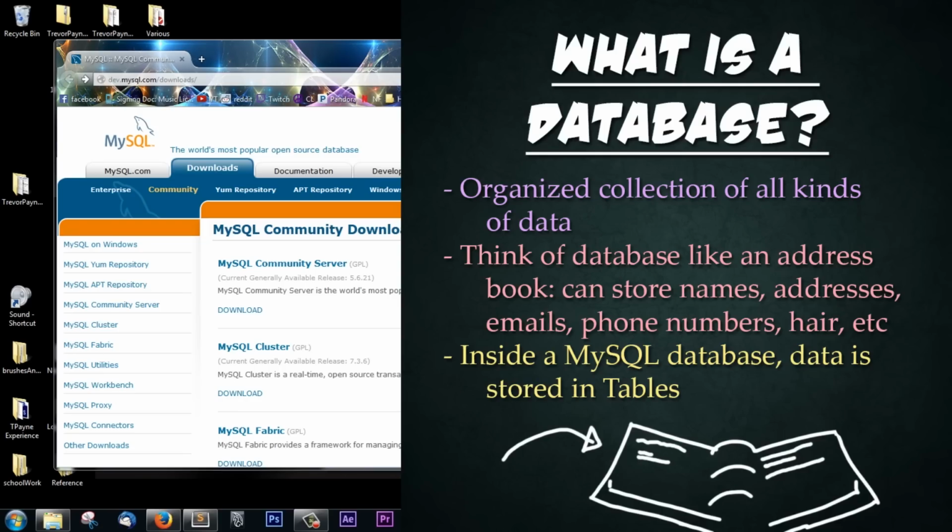A database is an organized collection of all kinds of data. One way you can think of a database is just like an address book. In an address book, you can store tons of names, and each name can have many phone numbers, a physical address, and multiple email addresses. Each one of those people represents an entry into a database. A database is merely a container for storing all sorts of information.